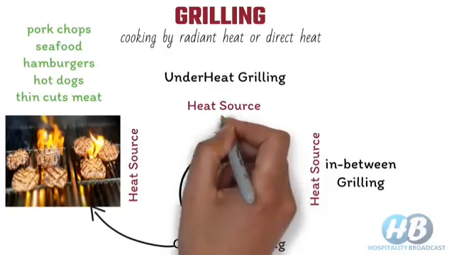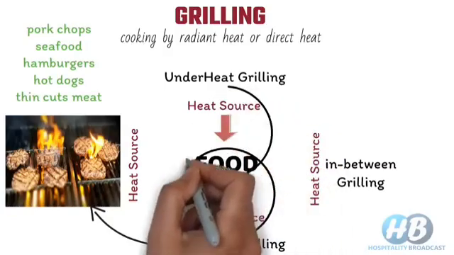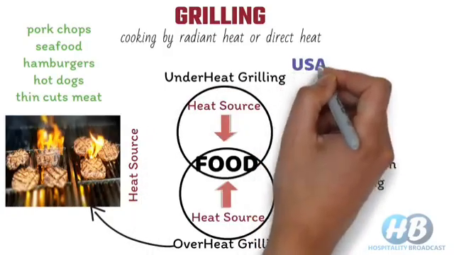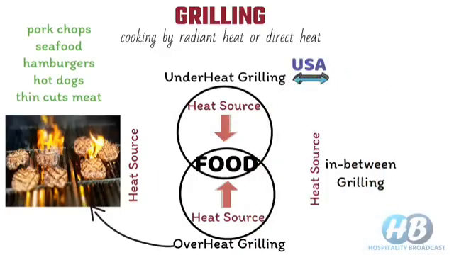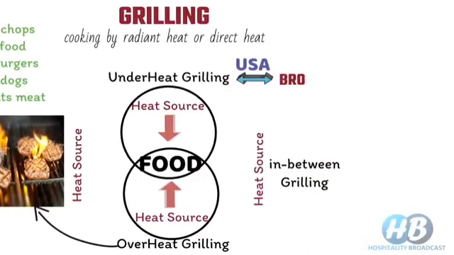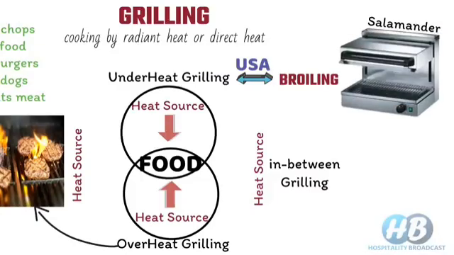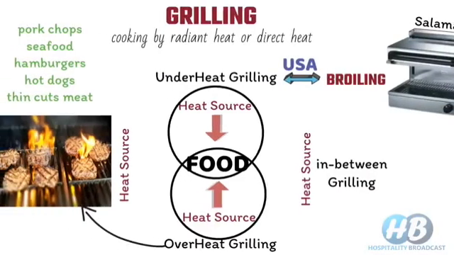Underheat. Now, if the food is below the heat source, then it is called underheat grilling. In the United States, such underheat grilling where the food is grilled below the heat source is called broiling, and the pan which is used for broiling is called broiler pan. An example of underheat grilling or broiling is salamander. Salamander is an equipment which is used for broiling.